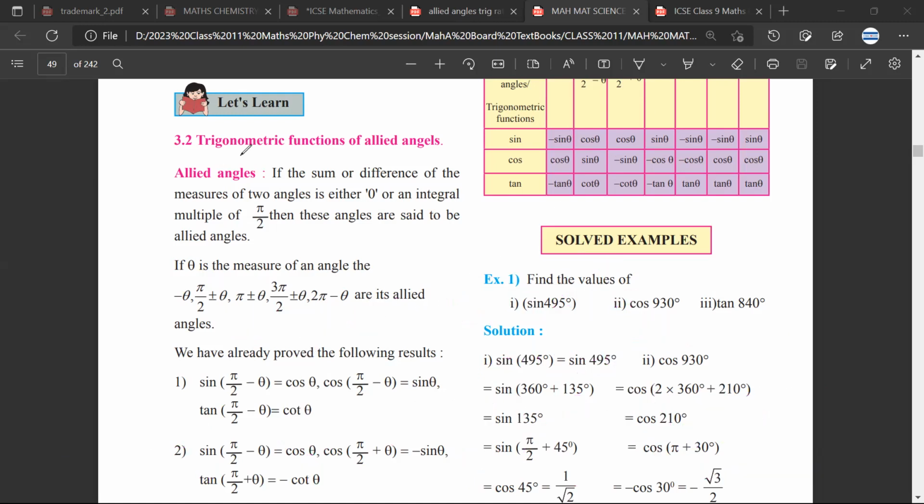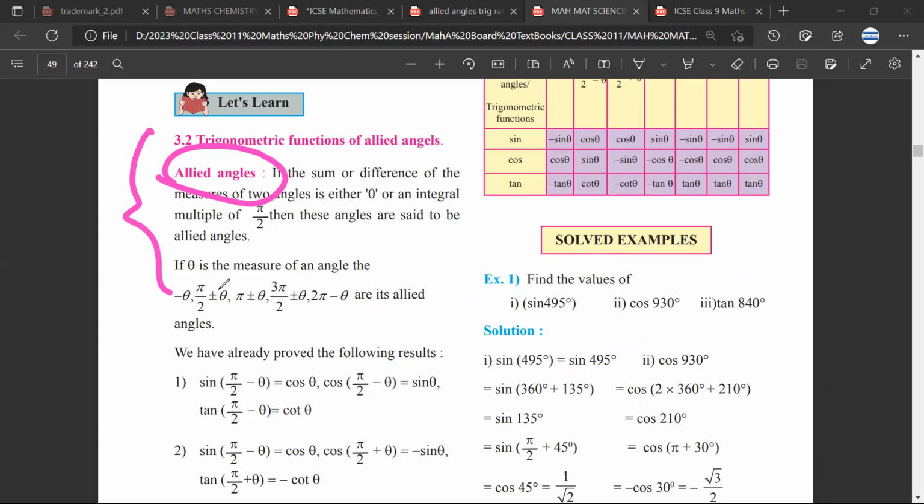See, because you are a medical student, you won't be much concerned about the definition of allied angles. But I just wanted to tell you that if somebody asks you what are the trigonometric functions of allied angles, what are the ratios of allied angles, this is what it means. This is the definition.